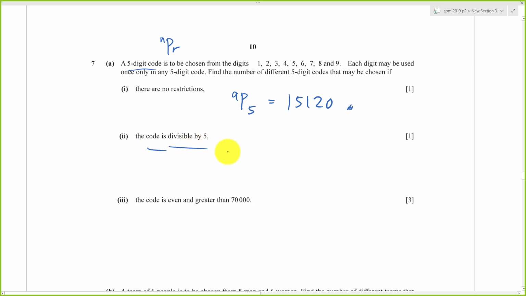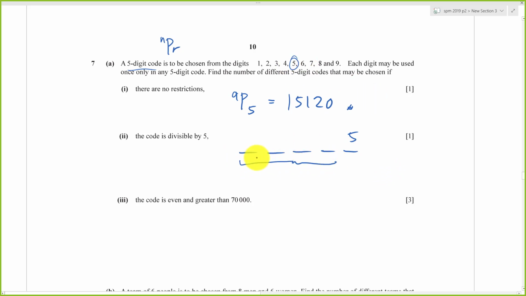So the code is divisible by 5. Whenever it is divisible by 5, from your digits you need to find 5 or 0, because any number ending with 5 or 0 is divisible by 5. The good news is you don't have 0, you only have 1, 5. So it should be quite easy. That means your 5-digit code, the last digit must be 5. So I have to put 5 at the last digit.